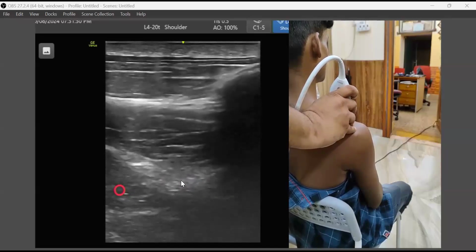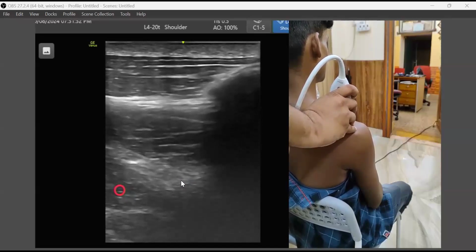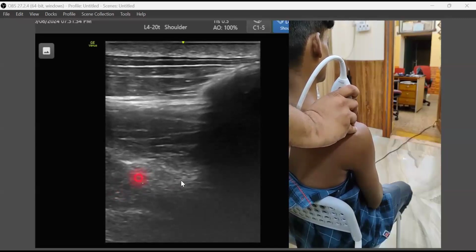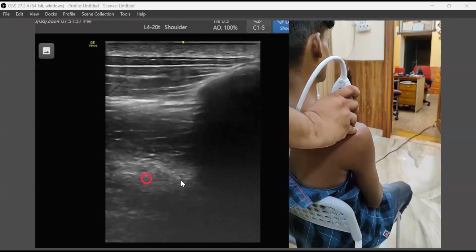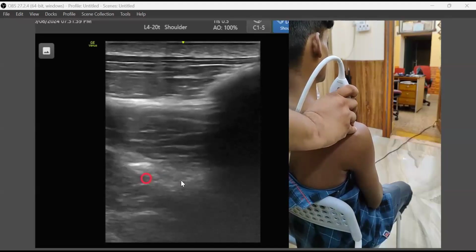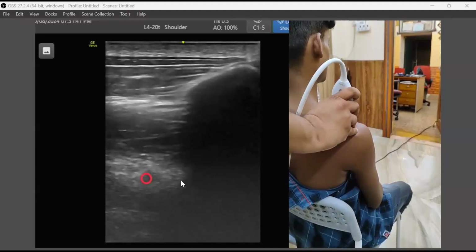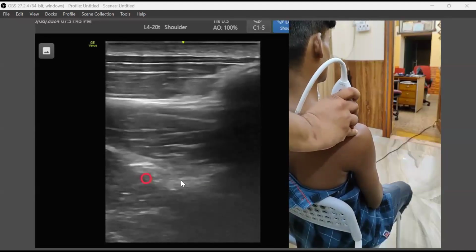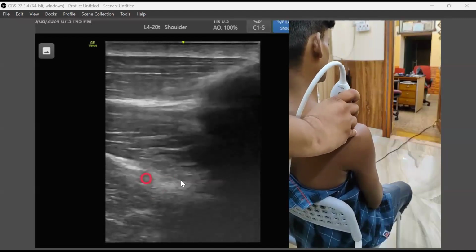Okay, so this is the area where, at this point, we get the suprascapular nerve. The patient is very lean and thin. That's why you are seeing this so superficially. Otherwise, in most cases, it is comparatively deeper.